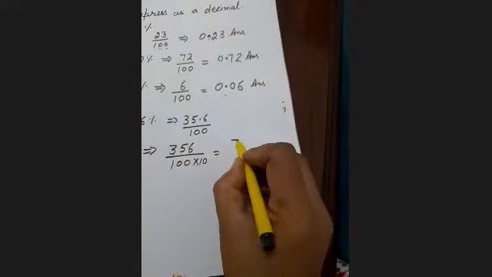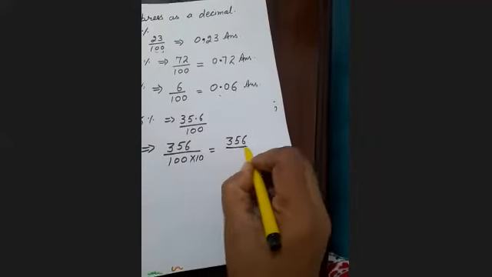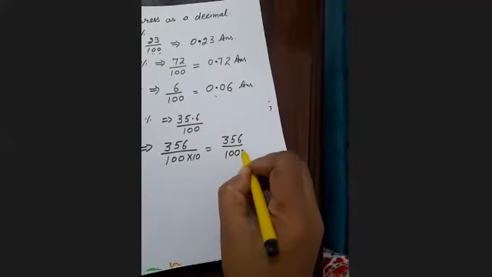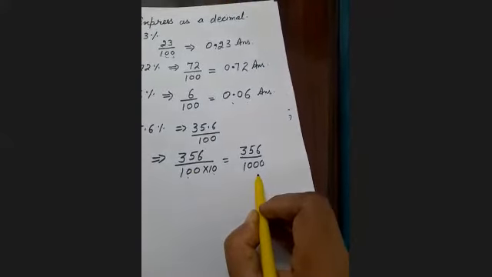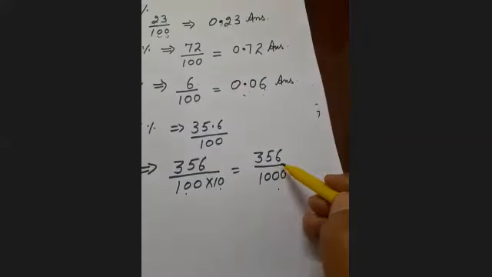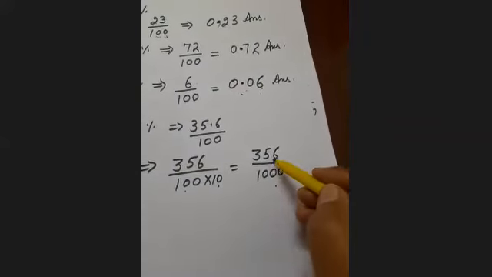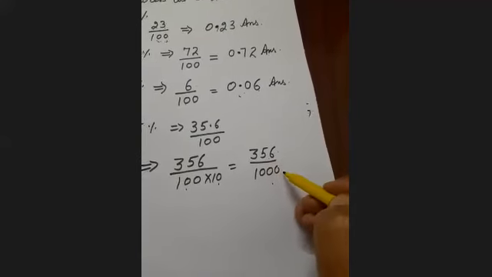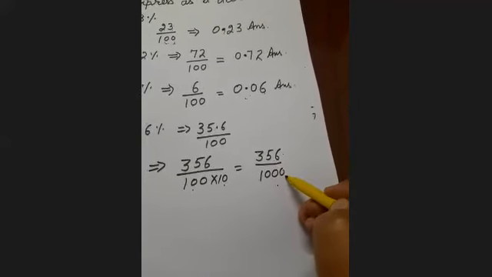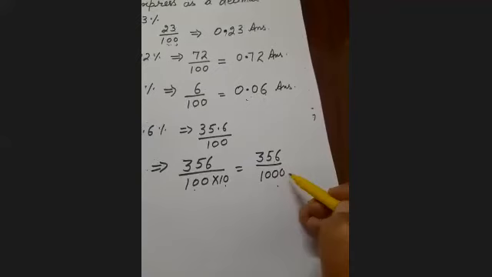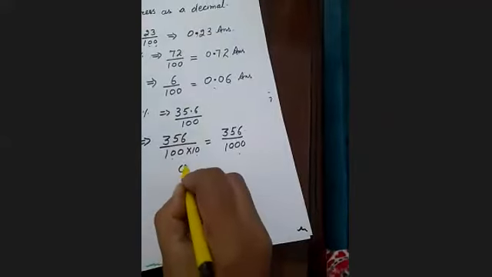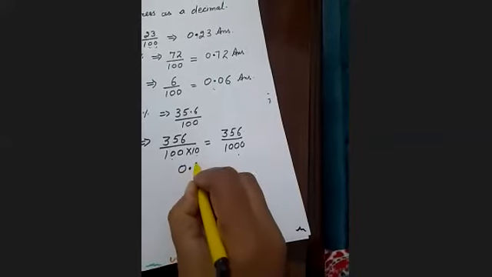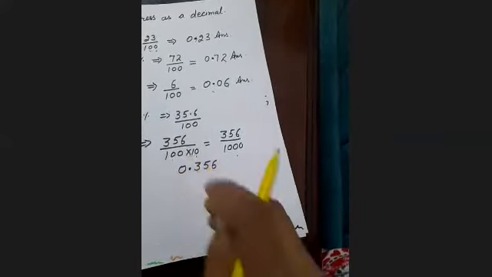Next step, 356 upon 1000. 100 multiplied by 10 will get 1000. Now set the point. Now our numerator is 356 and the denominator is 1000. In the denominator we have 3 zeros, 1, 2, 3. Now 1, 2, 3, put your point. 0.356.